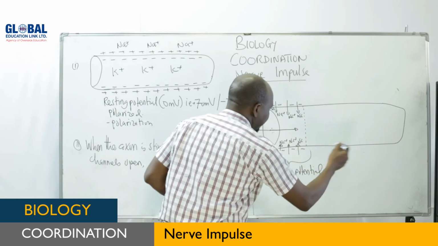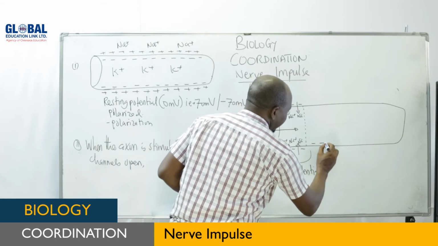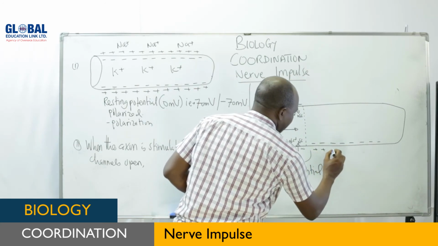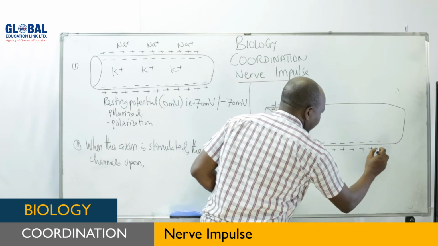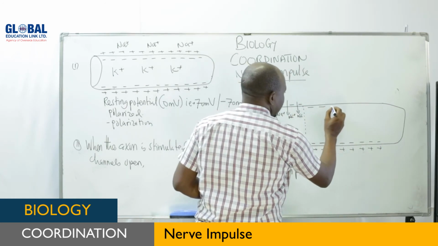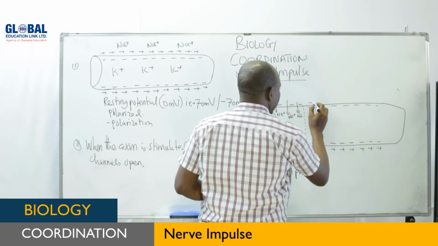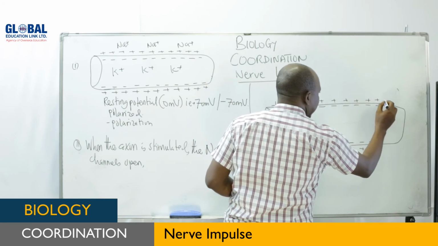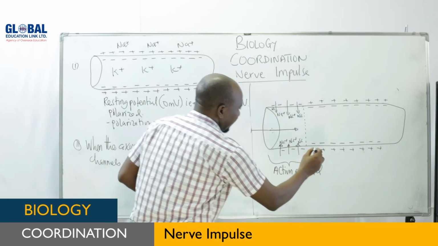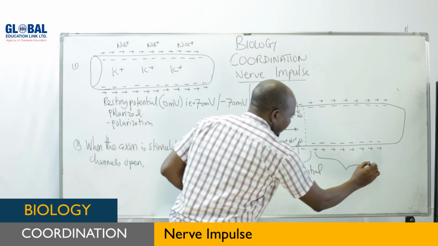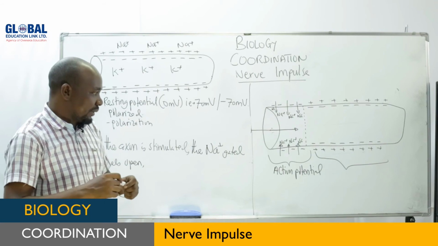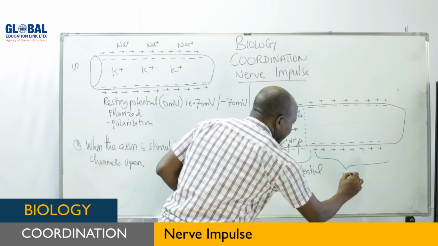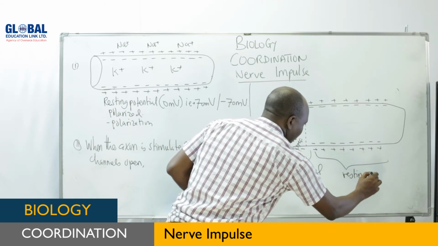But the remaining piece is negatively charged inside and positively charged outside. So the part of the axon where the stimulus has not yet reached is still at resting potential.